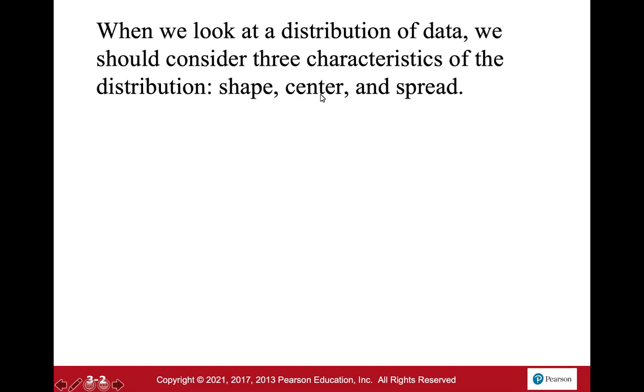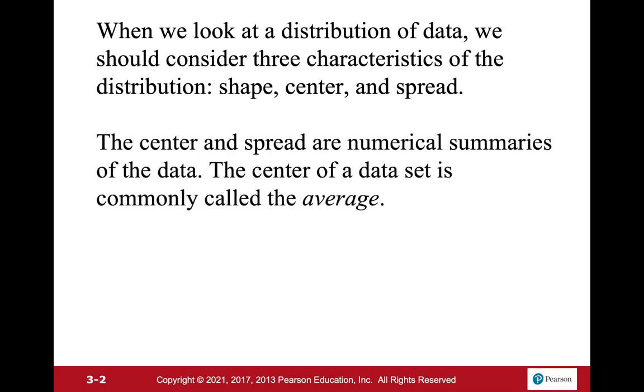The center of the data: what is our average data value? How could we see the difference in that? And spread: how far does it vary? Are we talking about the length of a grain of rice, or are we talking about, I don't know, traveling distances? That's what the spread is talking about. Center and spread are numerical summaries of data. The center of the data set is commonly called the average.